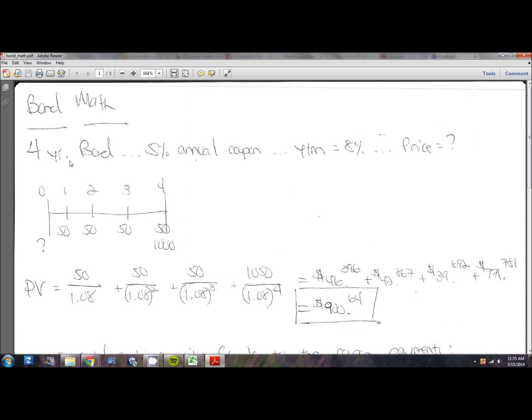So let's say you have a 4-year bond that pays a 5% annual coupon. The yield to maturity is 8%. What is the current price of the bond? Alright, so here's what the timeline would look like, which is pretty standard, pretty basic.